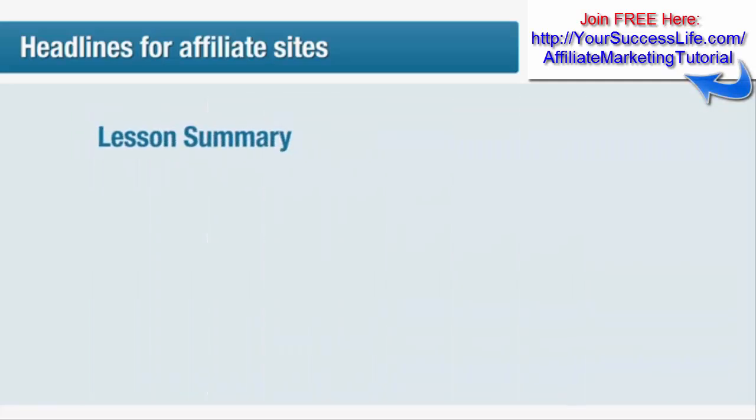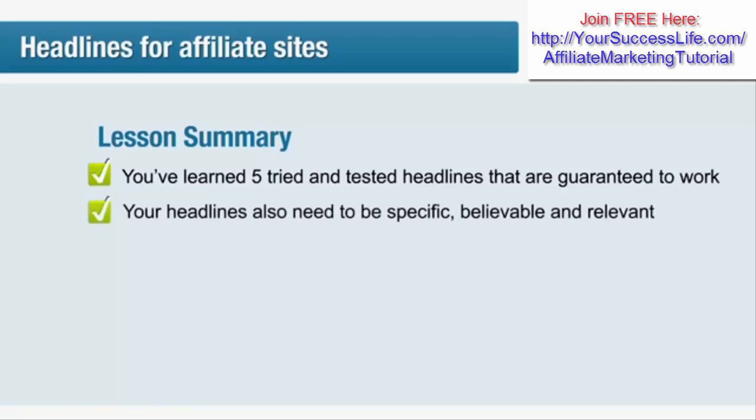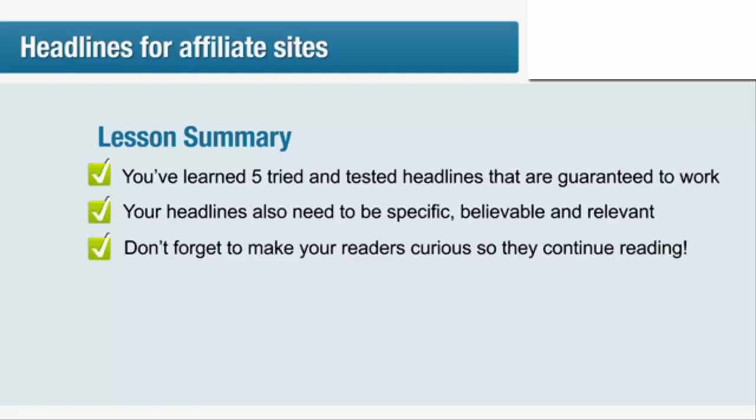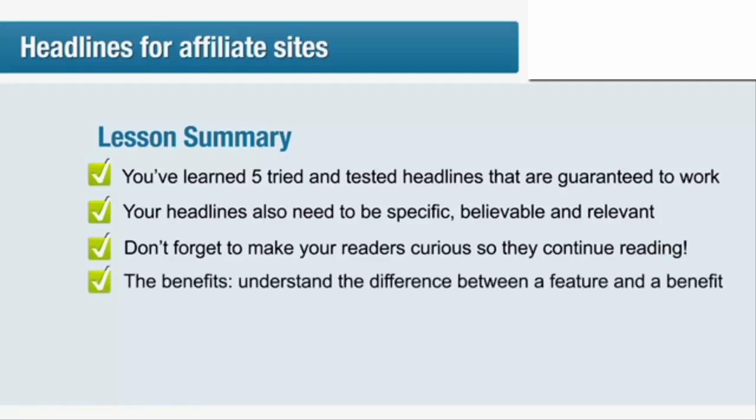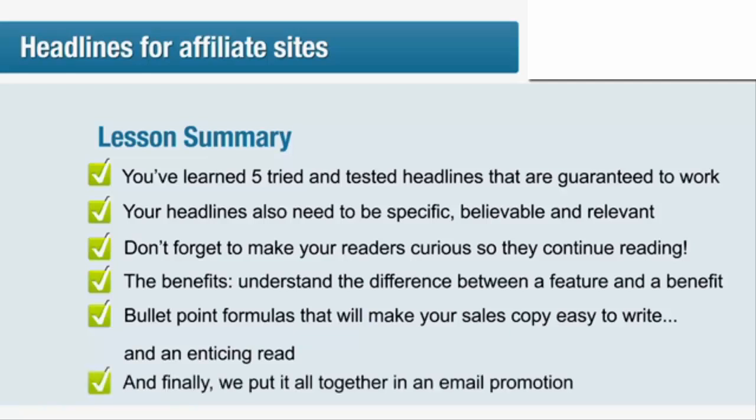And the lesson summary. You've learned 5 tried and tested headlines that are guaranteed to work. Remember, it's not just about hype. Your headlines also need to be specific, believable and relevant. Don't forget to make your readers curious so they continue reading. The benefits: understand the difference between a feature and a benefit and make sure your copy contains plenty. We've given you some great bullet point formulas that will help make your sales copy easy to write and an enticing read. And finally, we've put it all together in an email promotion.